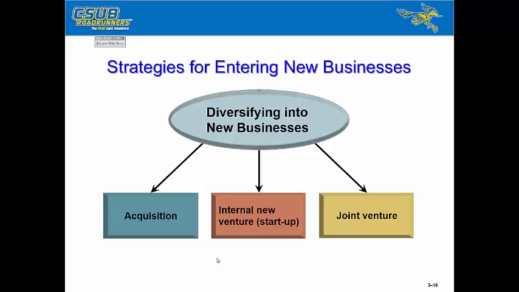So, ways that you could enter a new business. If you decide that it's a good idea to do a certain activity within your company rather than having it outside the company in the marketplace, there's 3 ways that you can go about doing that. Acquisition, a joint venture where you're not actually buying a company, but you're partnering with another company, or you can just build it yourself from the ground up. So you're not buying another company, you're just investing money to build your own new department or division of the company.